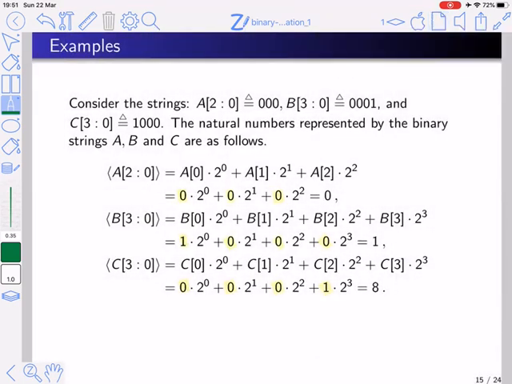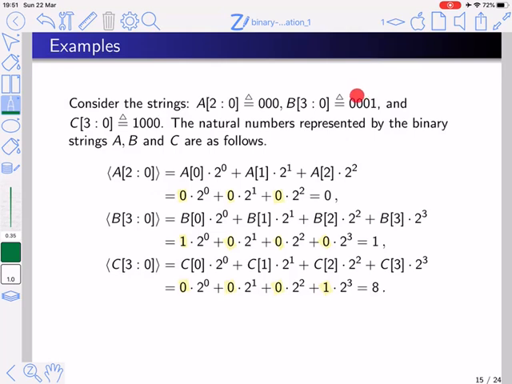Let's see some examples. Consider the string A from 2 to 0, which consists of 3 bits: 0, 0, 0. What is the number that is represented by A in binary representation? Well, we expand the power series. We substitute a_0, we write 0, a_1, we write 0, a_2, we write 0, because A from 2 to 0 is 0, 0, 0. So we plug in the zeros over here. The summation of these zeros is simply 0.